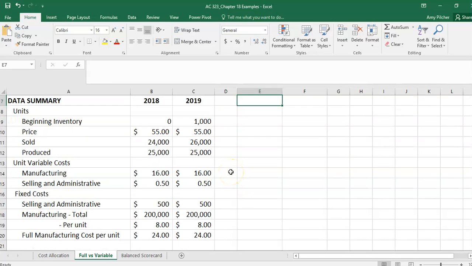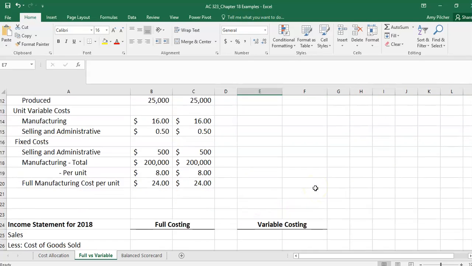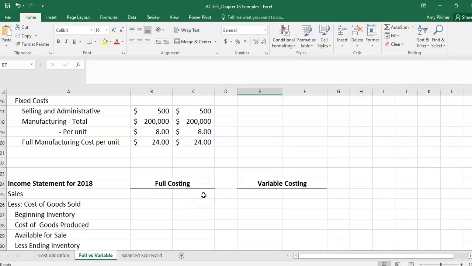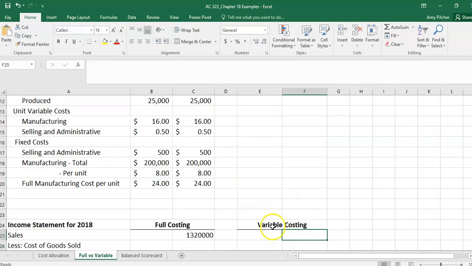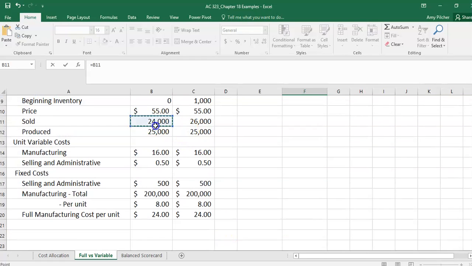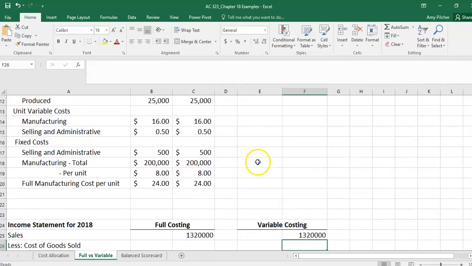So we have all of this information here about our costs, our unit variable costs for manufacturing and selling, our fixed costs for selling and manufacturing, and the full manufacturing cost per unit. So we're going to create an income statement for full costing and variable costing for 2018. Our sales are exactly the same, which is the number of units sold, 24,000, times the sales price per unit. So that is the same under both costing methods.